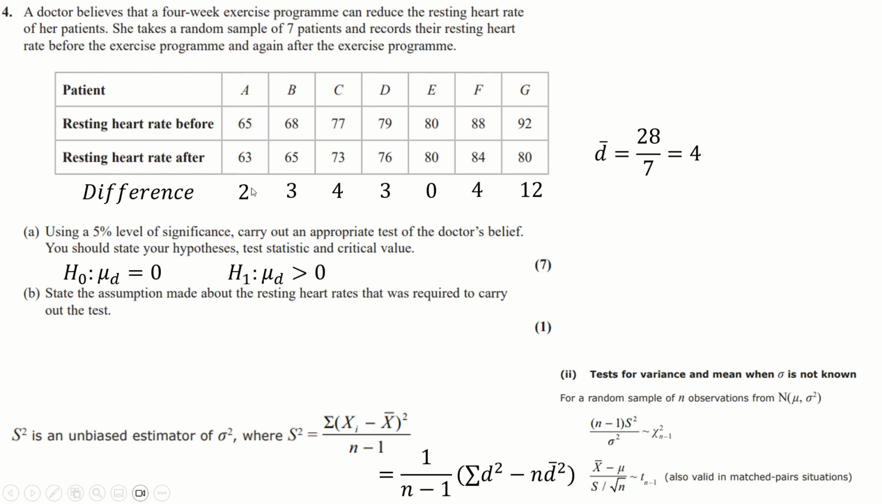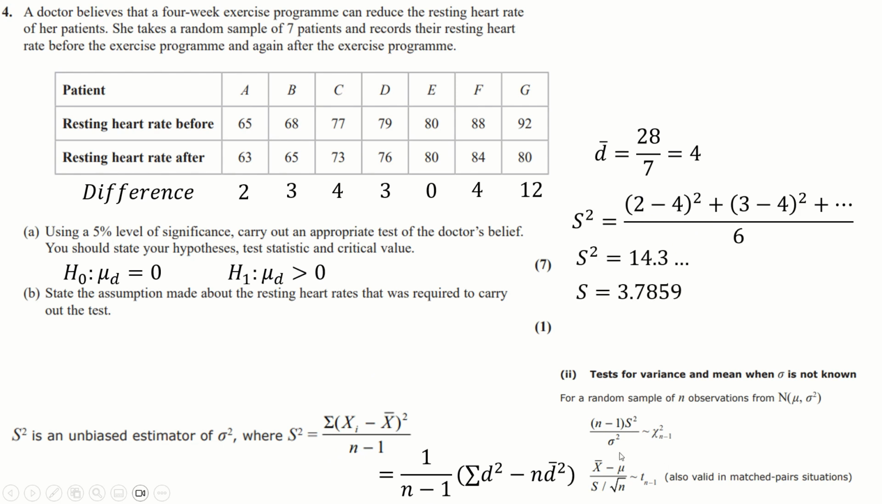I just did 2 minus 4 all squared plus 3 minus 4 all squared and so on, and then just divided everything by 7 minus 1, which is 6. And I got this, which I then square rooted for this. And I think we have everything ready to go for our test statistic here. We've got d bar is 4, mu is 0 according to the null hypothesis, s is this, and root n is just root 7. So we can calculate that. It's going to be this.